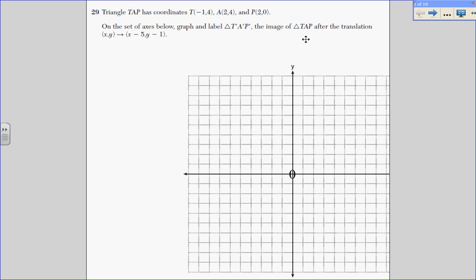There are a couple of different ways to do this problem. What I'm going to do first is just apply the rule to the original coordinates, get my new set of coordinates, and graph it. So here are my original coordinates. The rule is saying to subtract 5 from every x coordinate, and it's saying to subtract 1 from every y coordinate.